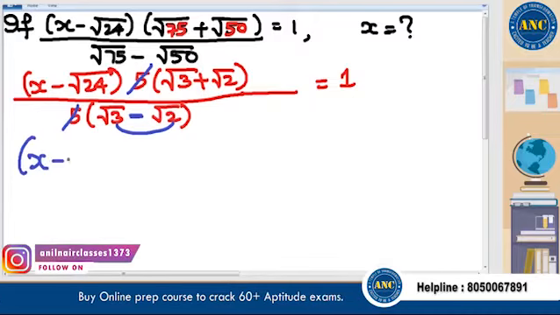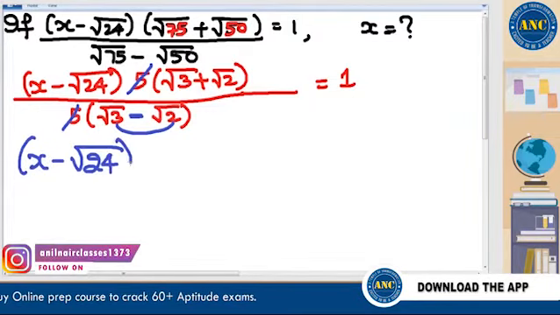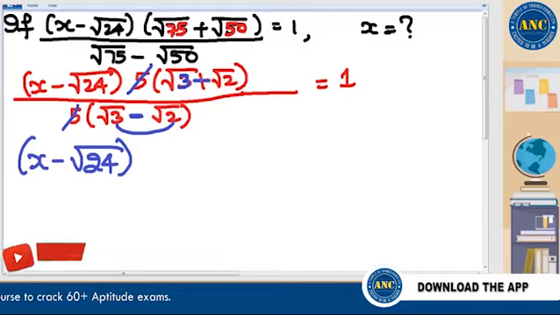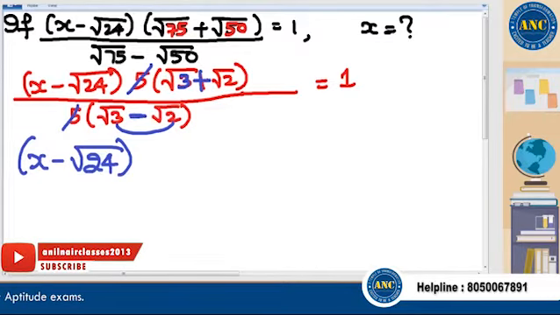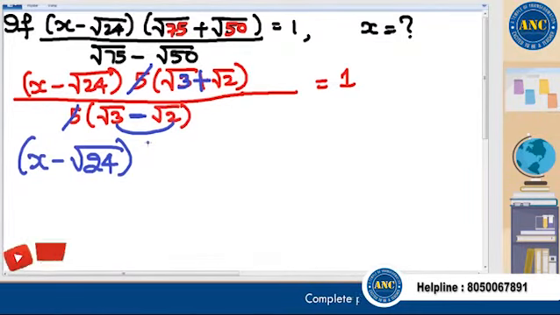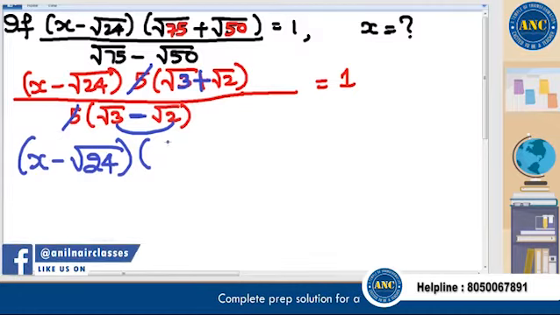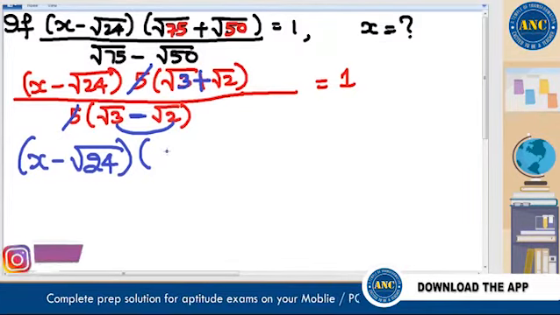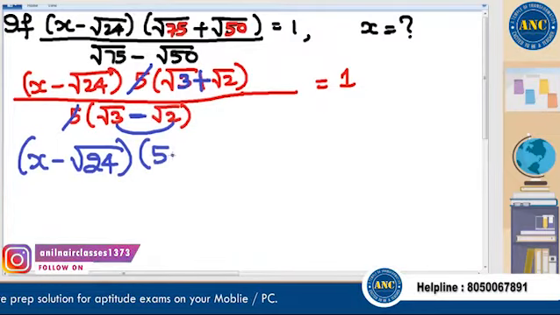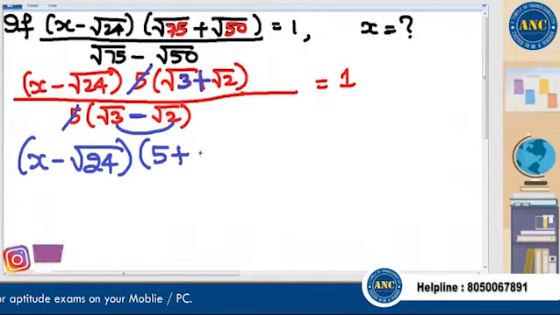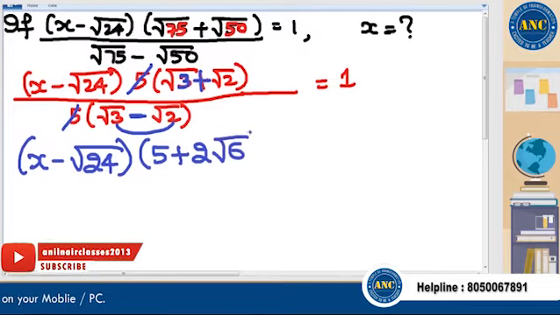That means x minus root 24 is already there. Root 3 plus root 2 is already there. Again another root 3 plus root 2 will come. Root 3 plus root 2 whole square. That means root 3 whole square is 3, plus root 2 whole square is 2. 3 plus 2 is 5. Then 2 into root 3 into root 2 is 2 root 6.